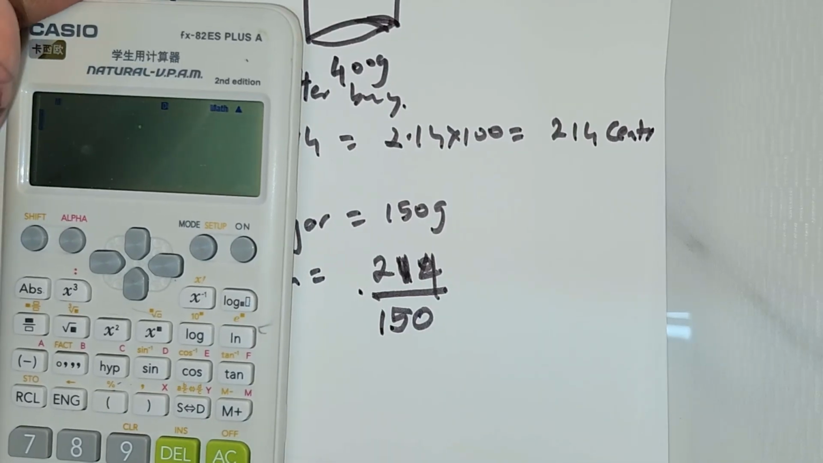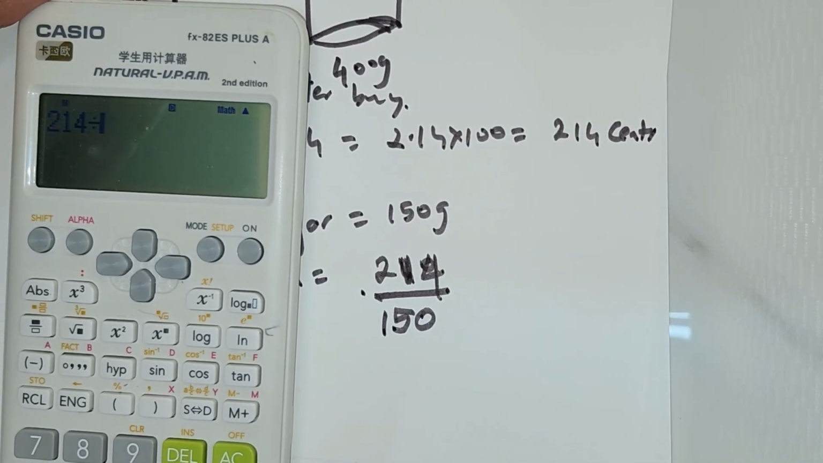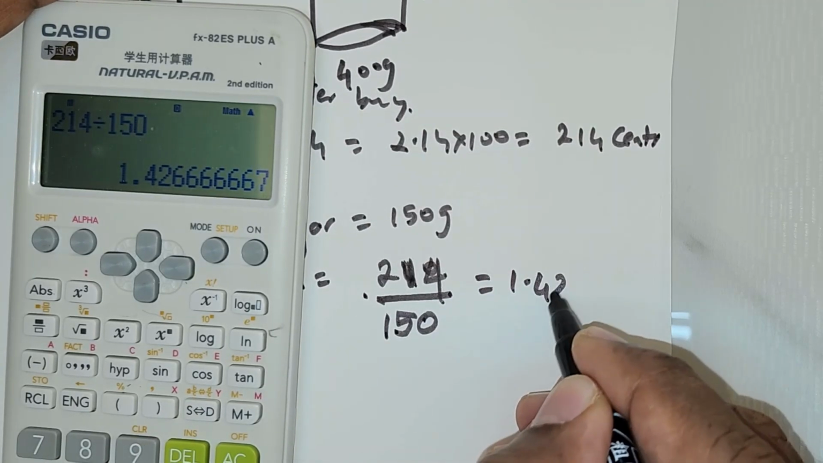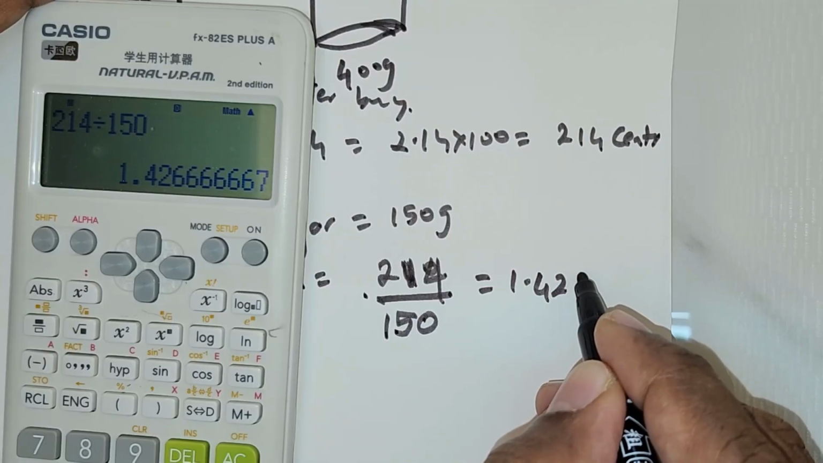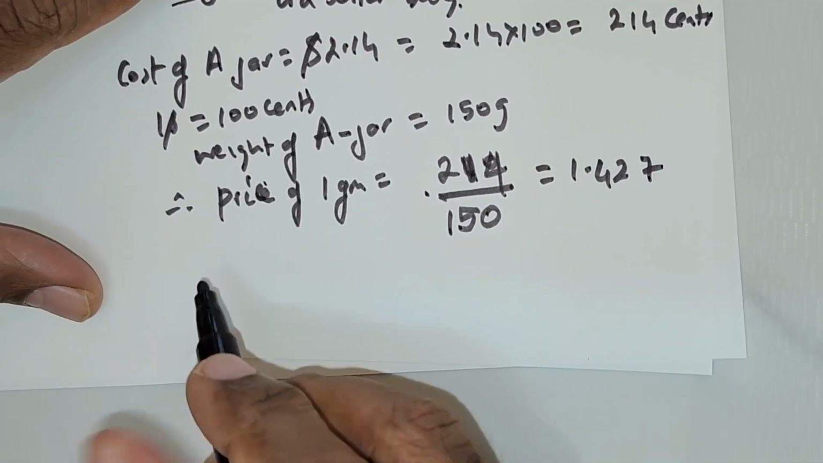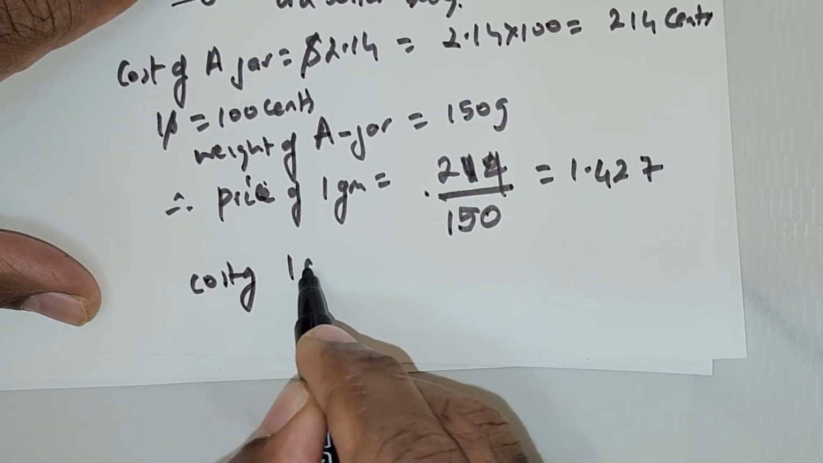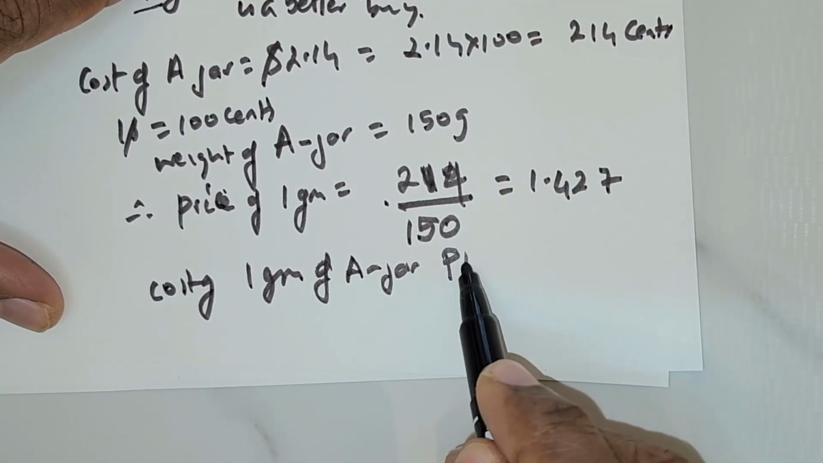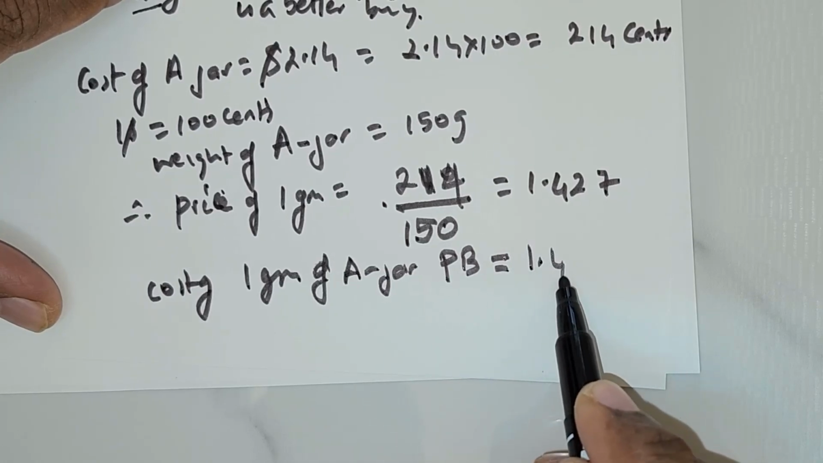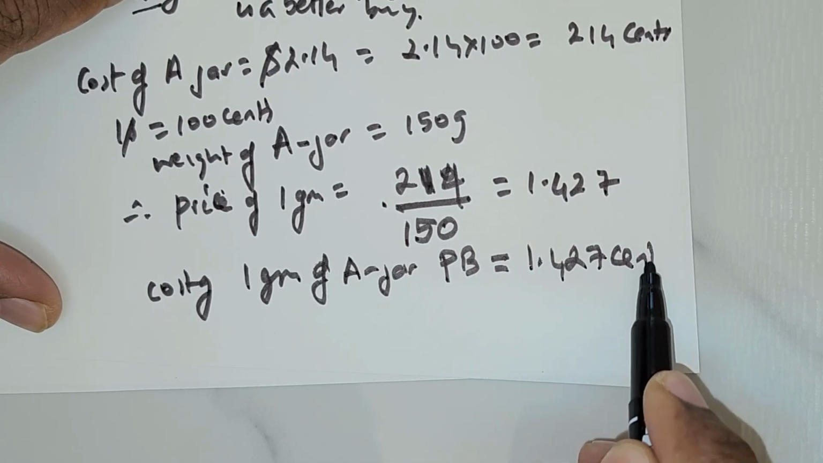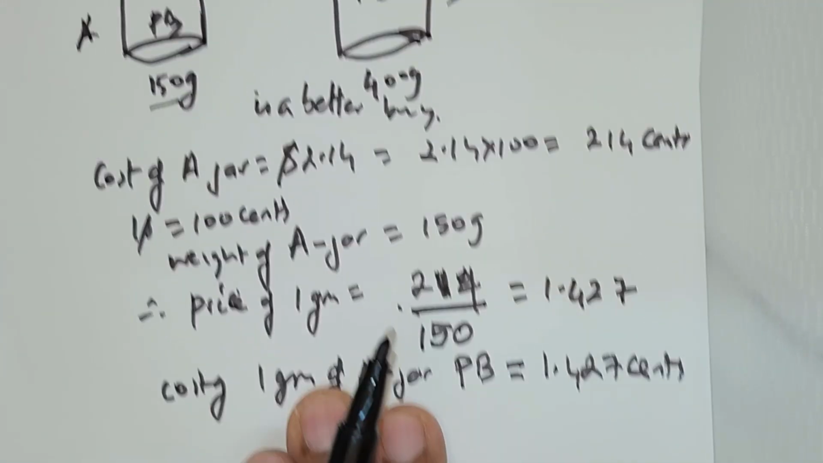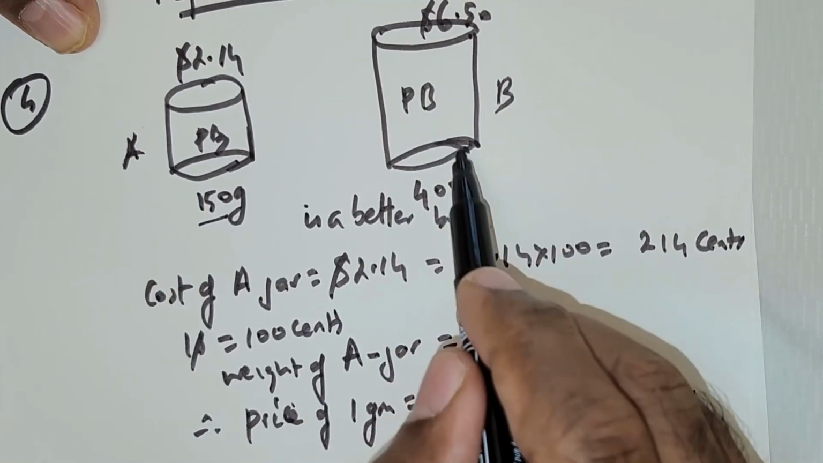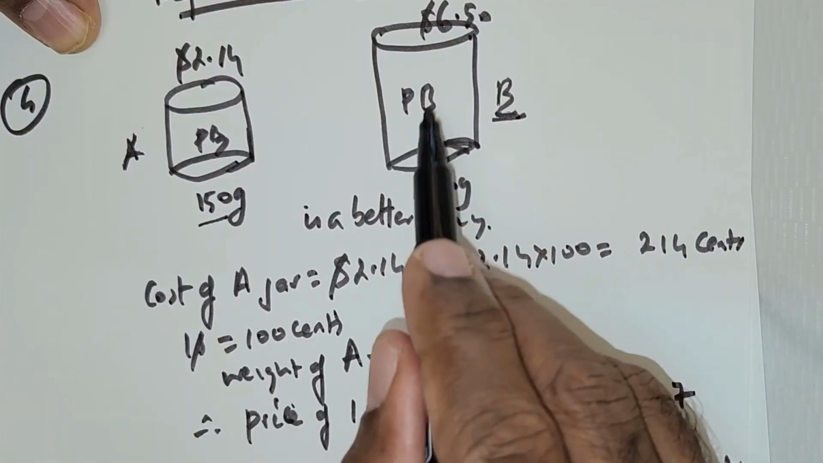So you calculate 214 divided by 150. What do you get? You get 1.4267. You can write it as 1.427. So the cost of 1 gram of peanut butter in jar A is 1.427 cents. Now I'm going to find the cost of 1 gram of jar B.